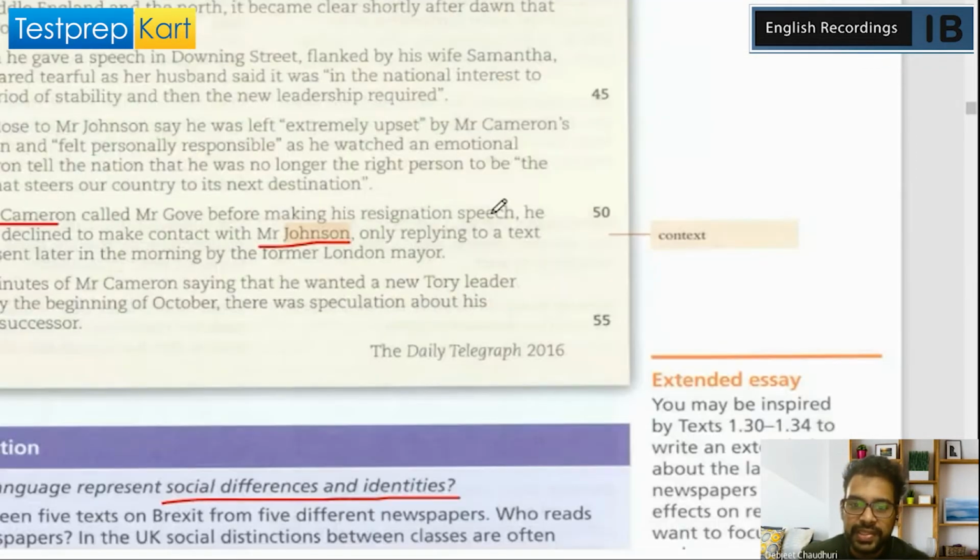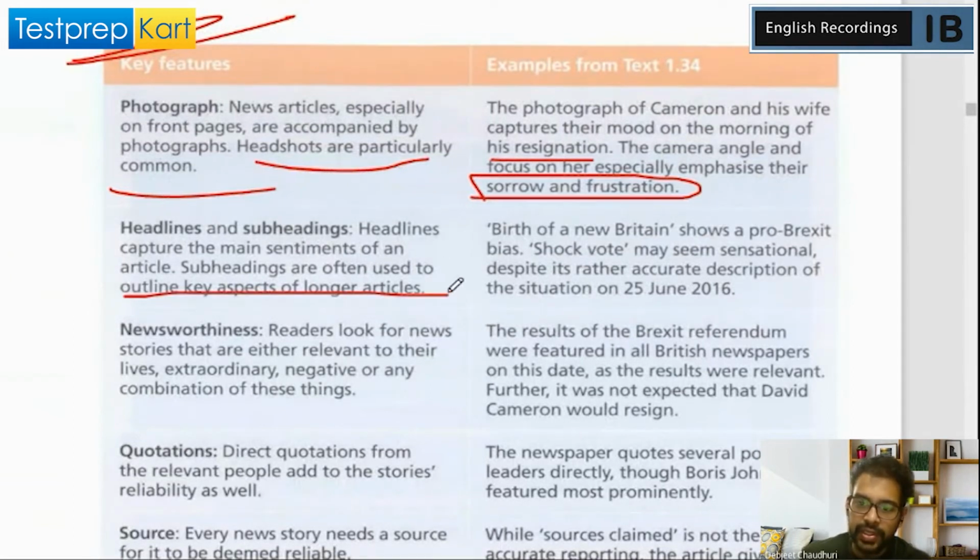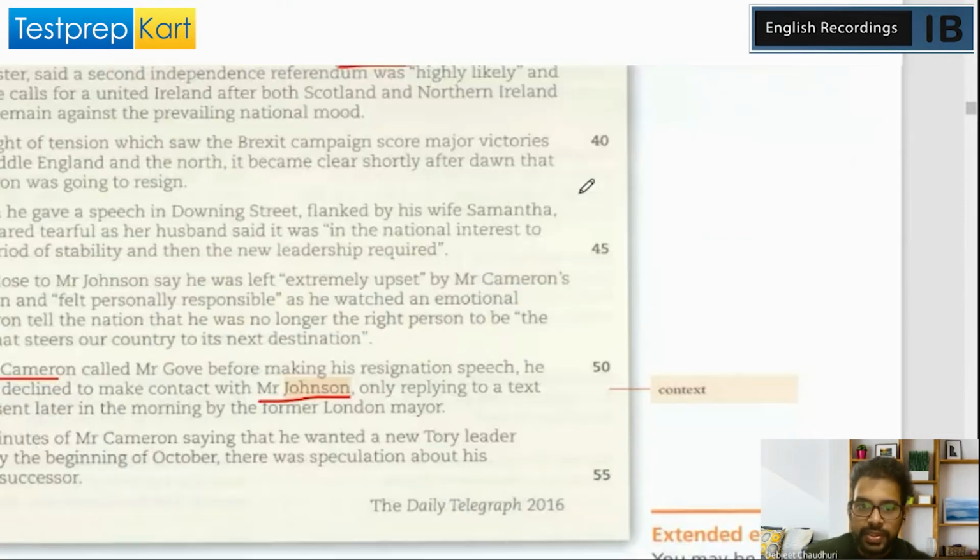Let's go to the next thing. Headlines and subheadings. Headlines capture the main sentiments of an article. Subheadings are often used to outline the key aspects of the longer article. So I told you that. So, "Birth of a new Britain" shows a pro-Brexit bias. "Shock vote" may seem sensational, despite its rather accurate description of the situation.